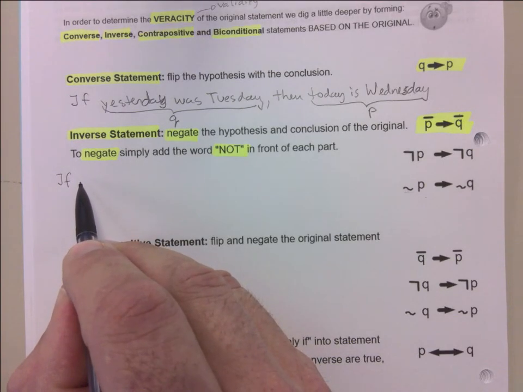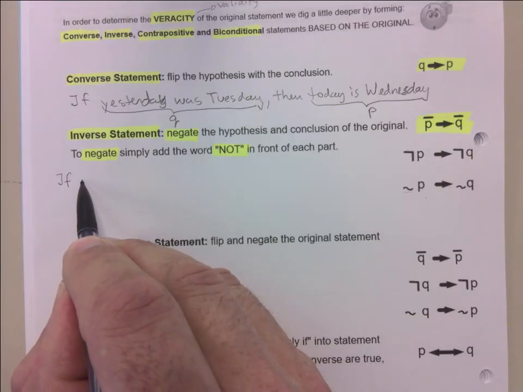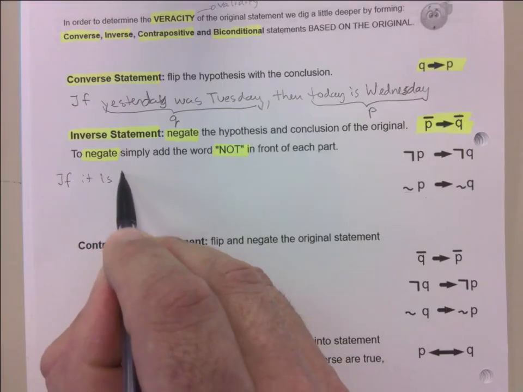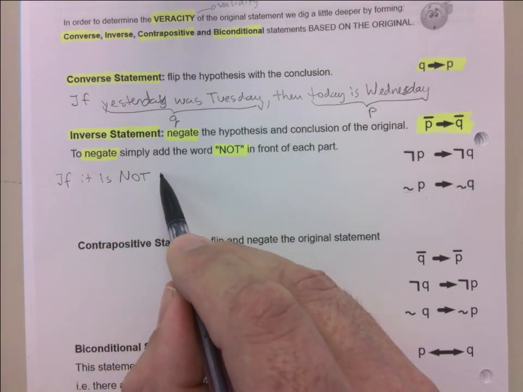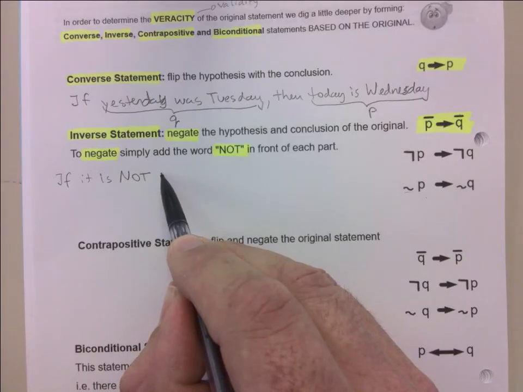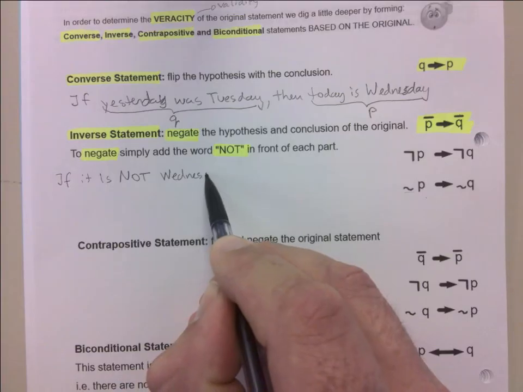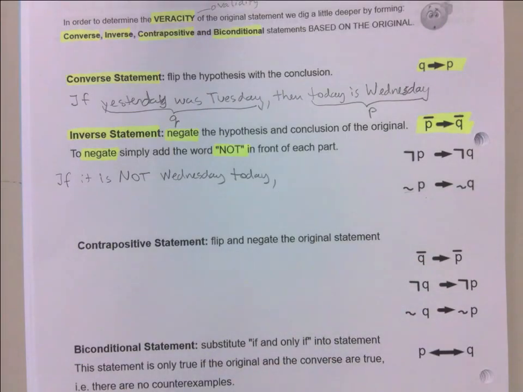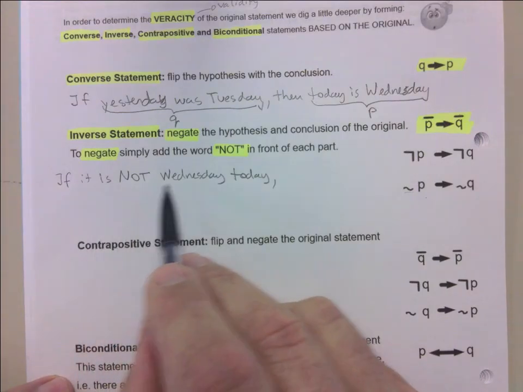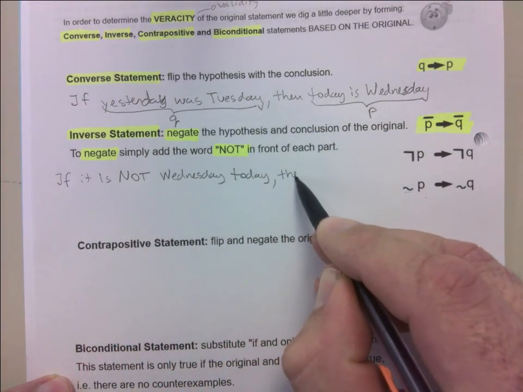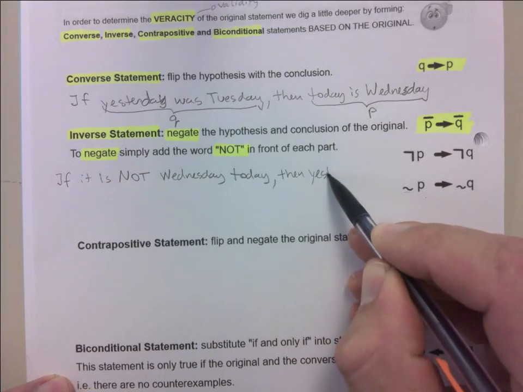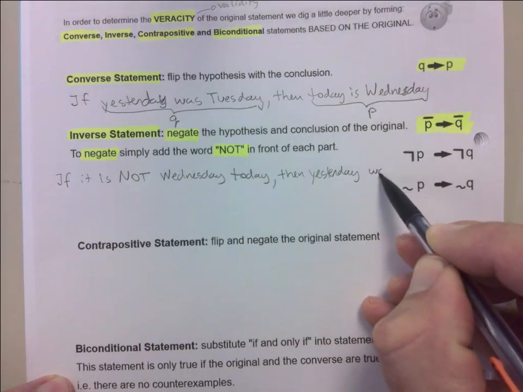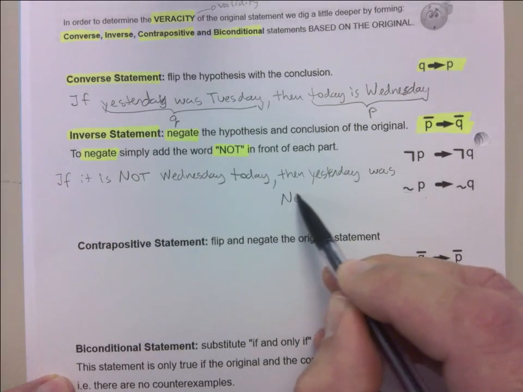And here you have to do a little bit of English manipulation. If it is not Wednesday, Mr. Dixon, what if I said if today is not Wednesday, is that also okay? Yes. So you can massage it a little bit, right? If it is not Wednesday today, then yesterday was not Tuesday.